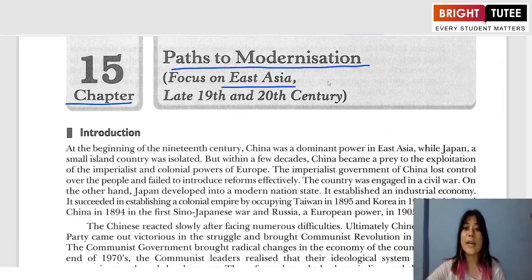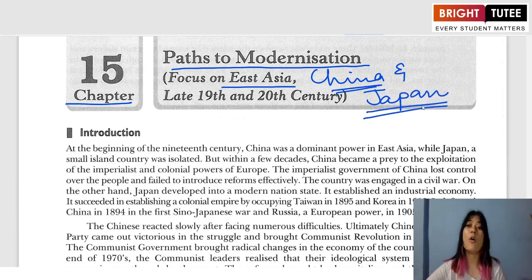So we'll look at China and Japan, and how these two countries took the path of modernizing their respective countries. The period we are going to learn about is the late 19th and 20th century. So the history of Japan and China and how they adopted modernization, we are going to look at by looking at the years from the late 19th and 20th century.